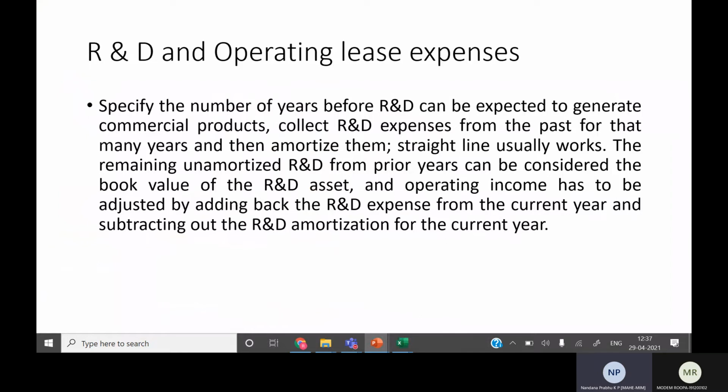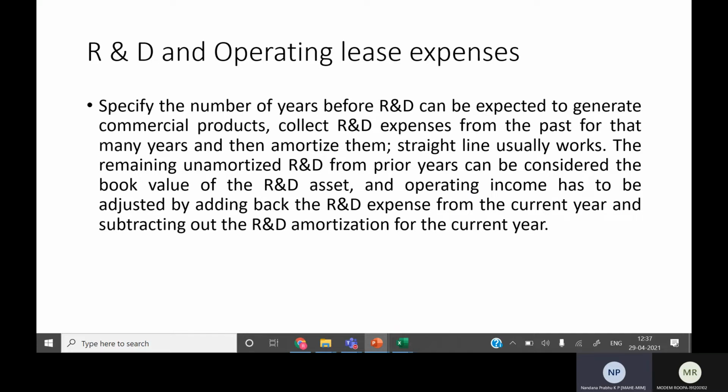Okay, so let me repeat and conclude it. Specify the number of years before R&D can be expected to generate commercial products, say we wrote 5 years. Collect R&D expenses from the past. Of the last 5 years, we took the R&D expenses and then amortized them. Amortization is done by the Excel template. The remaining unamortized R&D from prior years can be considered as the book value of the R&D asset.